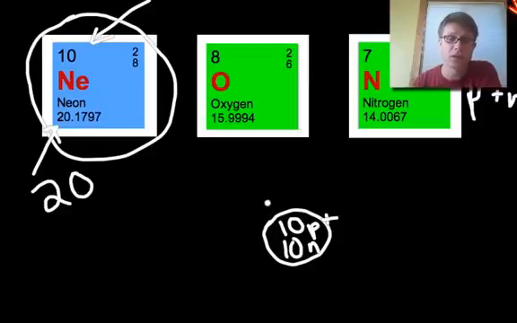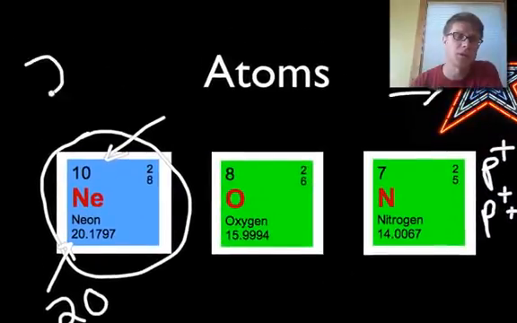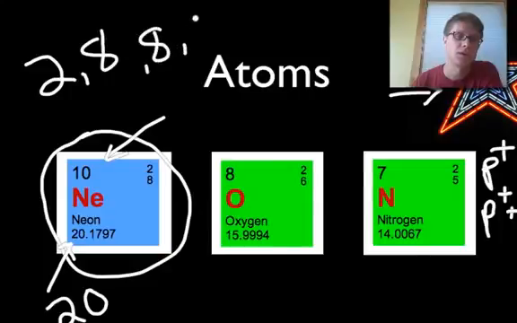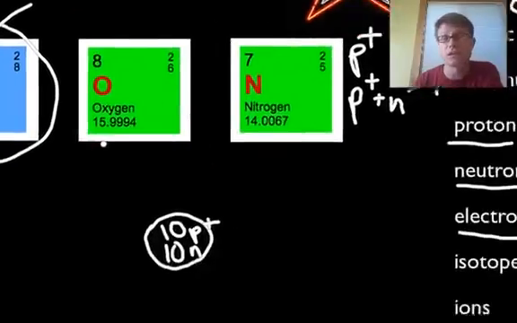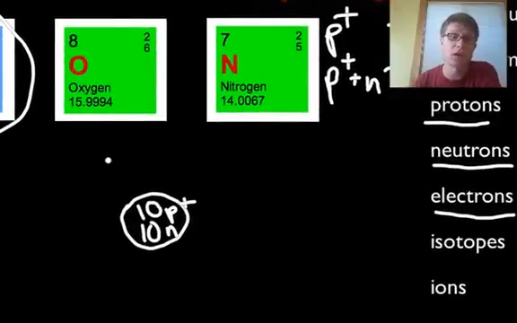Now let's figure out the number of electrons. There's something you should remember, and I'm going to write this up at the top. That is 2, 8, 8, and 18. It keeps going like this, but for now, let's just remember that: 2, 8, 8, and 18. In other words, the electrons always go in specific energy levels.